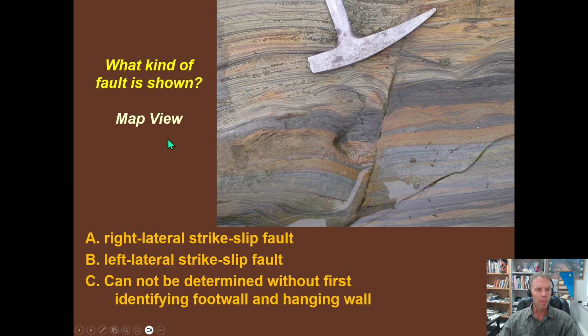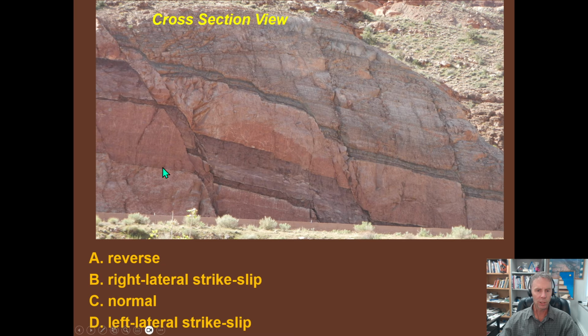Okay, so we're in map view, which tells us we're looking at horizontal motion, strike slip motion. And so the idea here is to stand on one side of the fault. I'm going to pick this side over here. Look across the fault. I'm going to stand on these 2 red layers. And as I look across the fault, those 2 red layers are to my left. So that would make this a left lateral strike slip fault. The answer was B.